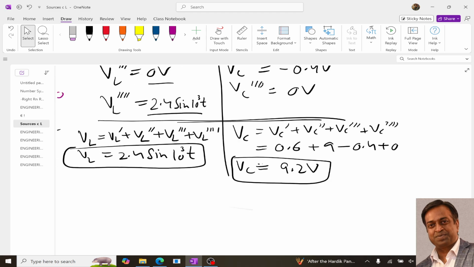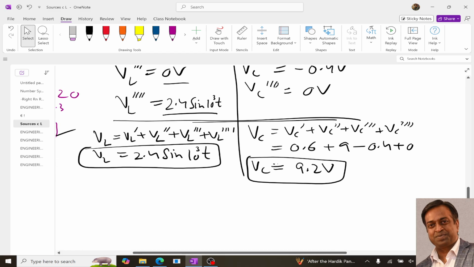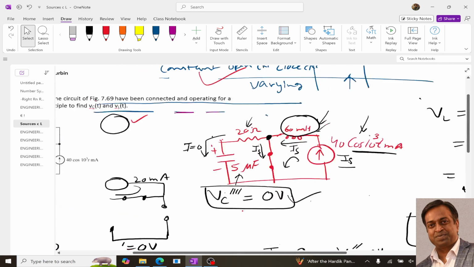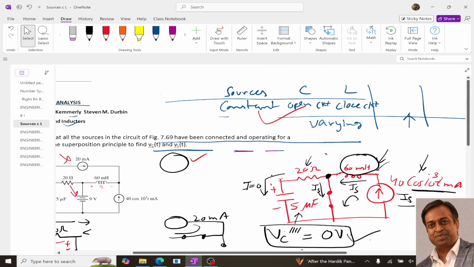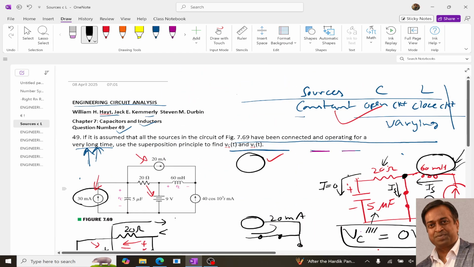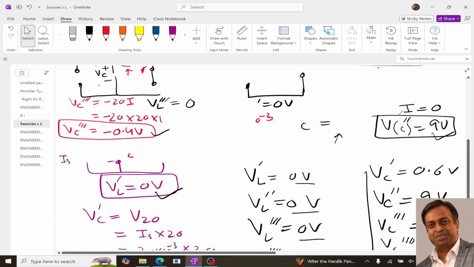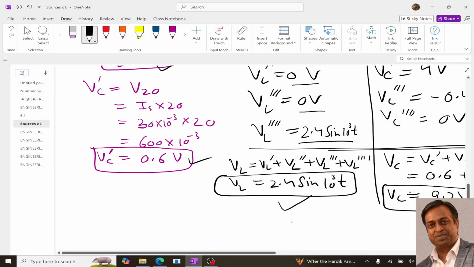So this is the answer to this question. Coming back to the circuit, it is asked what will be the value of VC(t) and VL(t). So our VC(t) will be 9.2 volt, and VL(t) will be 2.4 sine 10 power 3 t. So this is the answer to this particular question.